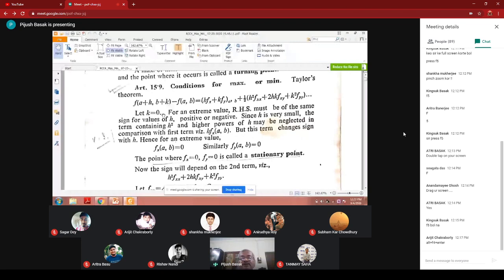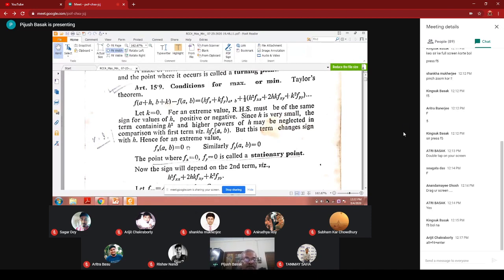Then for an extreme value, the right hand side must be of the same sign for values of h, positive or negative. Since h is very small, the terms containing h square and higher powers may be neglected. It compares with the term h fx(a,b), but this term changes sign with h. Hence, for an extreme point, fx(a,b), that is the partial derivative with respect to x at (a,b), is 0.